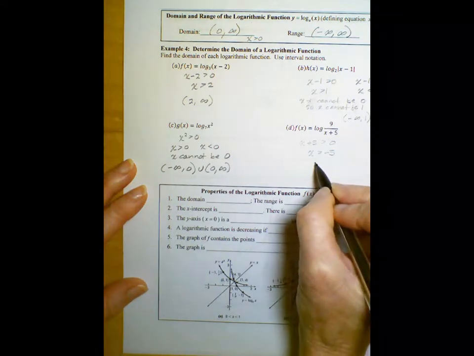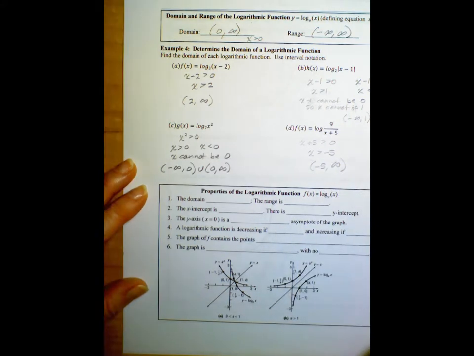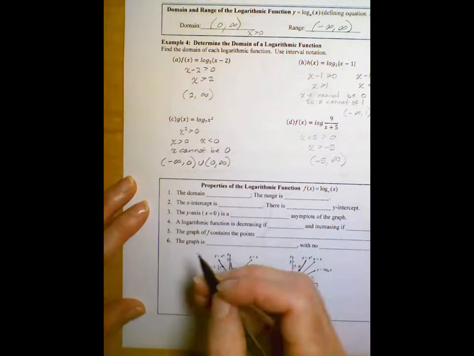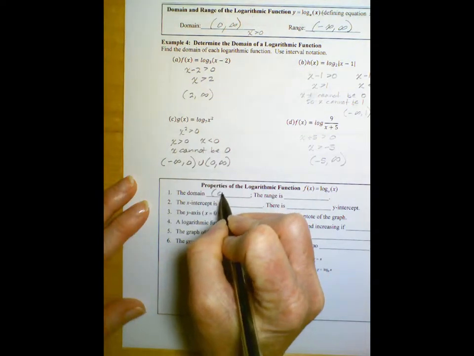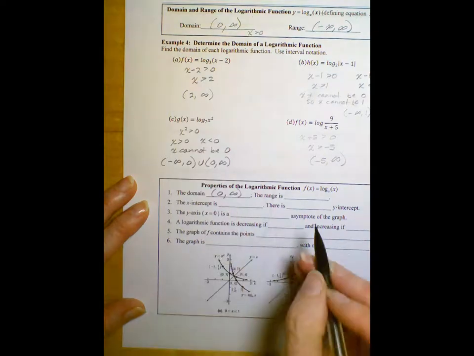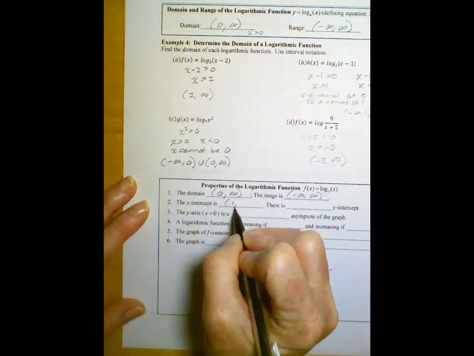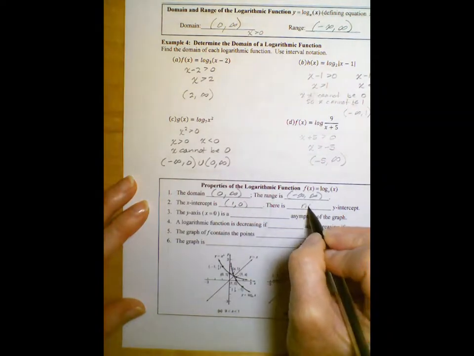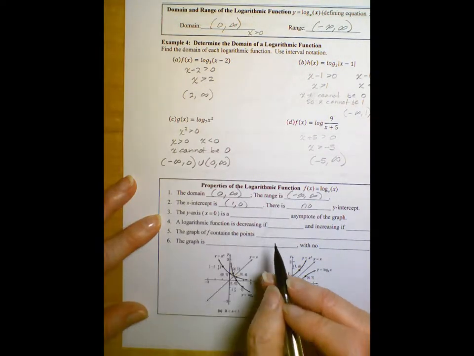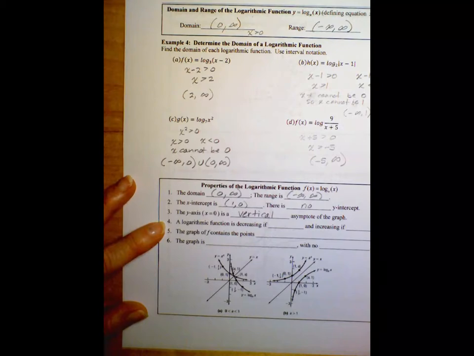So this does it. We want to go from negative 5, but don't include it, open interval, to positive infinity. All right, let's summarize these properties of the logarithmic function. Again, we're just kind of revisiting this. The domain is all positive real numbers, 0 to infinity. The range is all real numbers. The x-intercept is (1, 0), and there is no y-intercept. The y-axis, x equals 0, is a vertical asymptote of the graph.